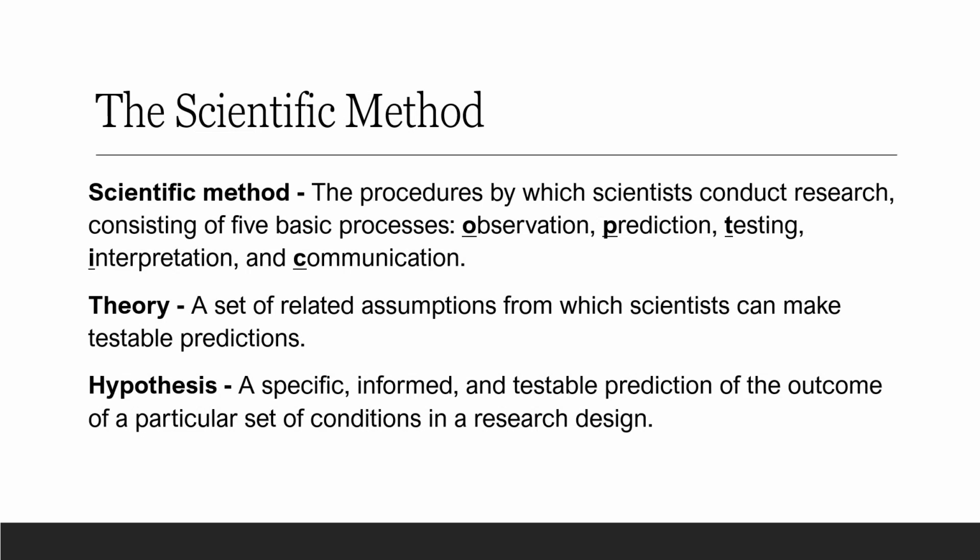So from a certain theory, we try to generate hypotheses. A hypothesis is a specific, informed, and testable prediction of the outcome of a particular set of conditions in a research design. So say for example, there is this theory called individual psychology by Alfred Adler. He theorized that people with severe inferiority complex are going to be psychologically unhealthy.